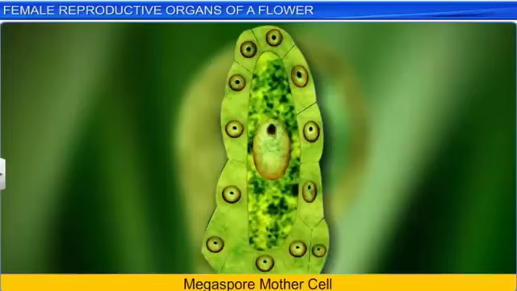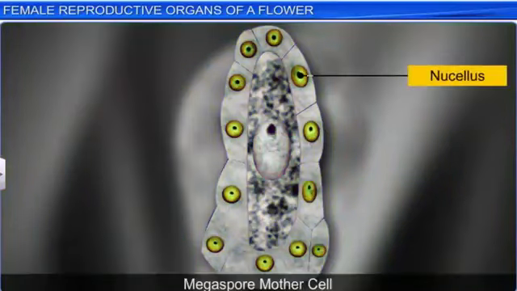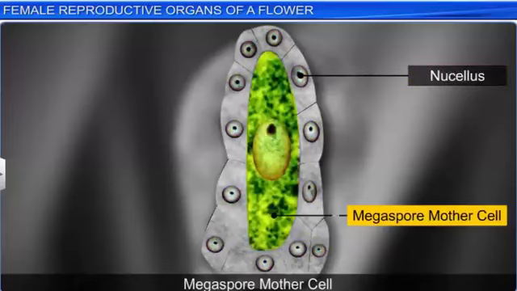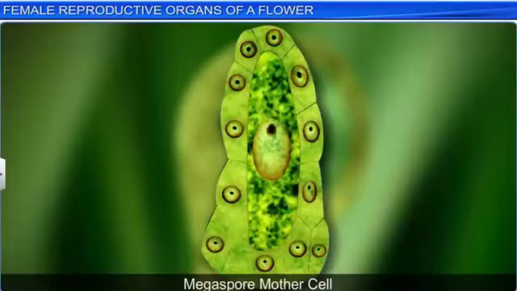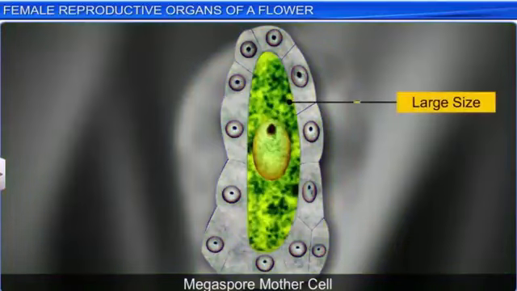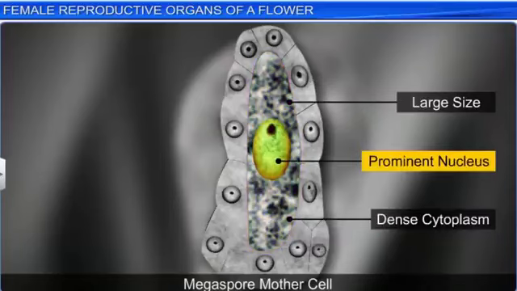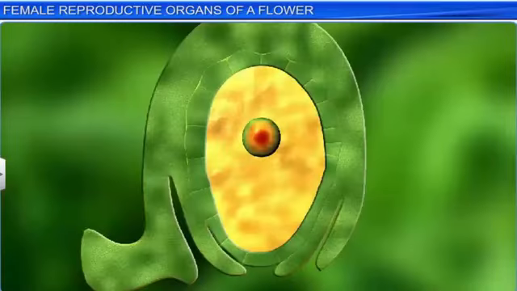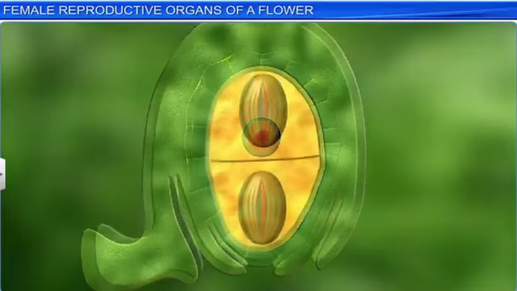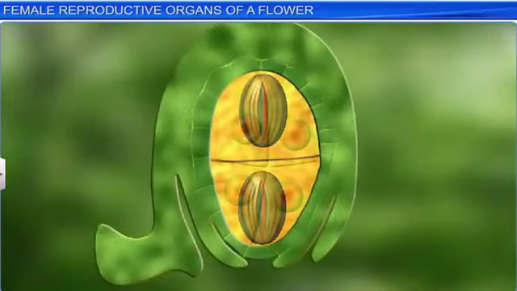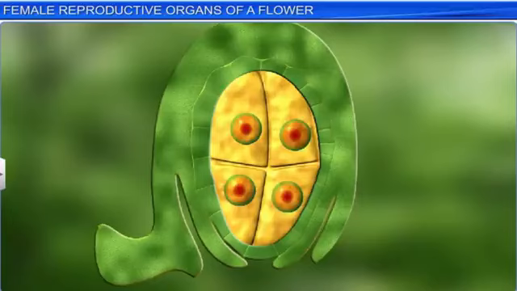This megaspore is formed when one of the nucellus cells, towards its micropylar end, gets differentiated into a megaspore mother cell, which can be easily distinguished from other cells due to its large size, dense cytoplasm, and prominent nucleus. The megaspore mother cell undergoes meiosis to form 4 megaspores which arrange themselves in a linear tetrad.